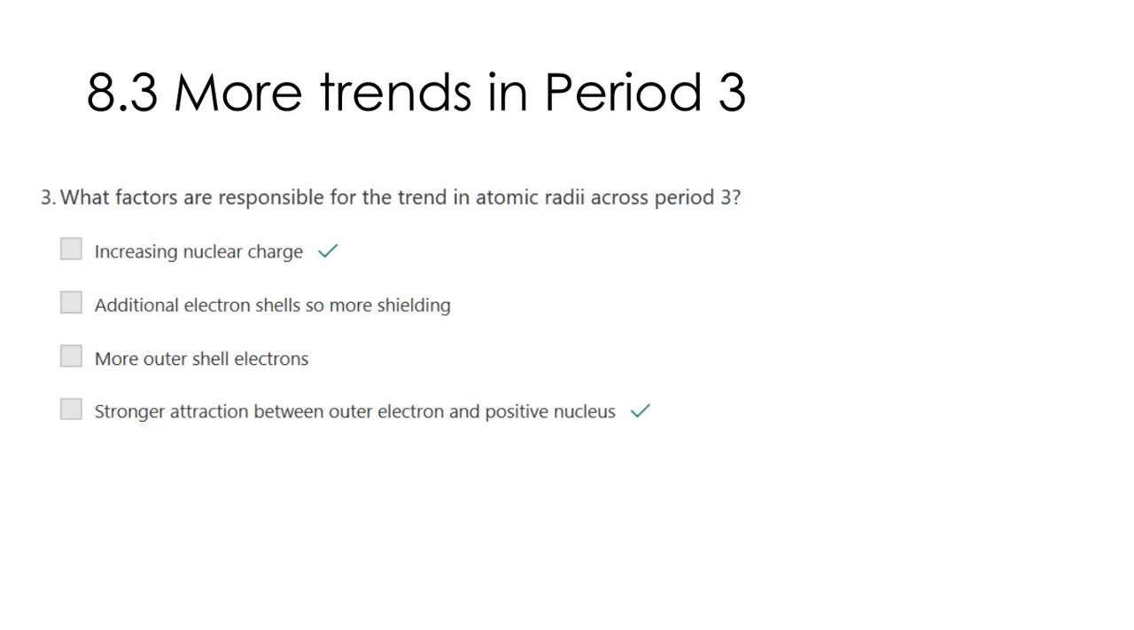The rest of the questions on 8.2 were okay. On 8.3, the question that most people had trouble with was, what factors are responsible for the trend in atomic radii across period 3? There are two correct answers for this. As you go across period 3, you have an increase in nuclear charge. And there is a stronger attraction between the outer electron and the positive nucleus as a result of that increasing nuclear charge.